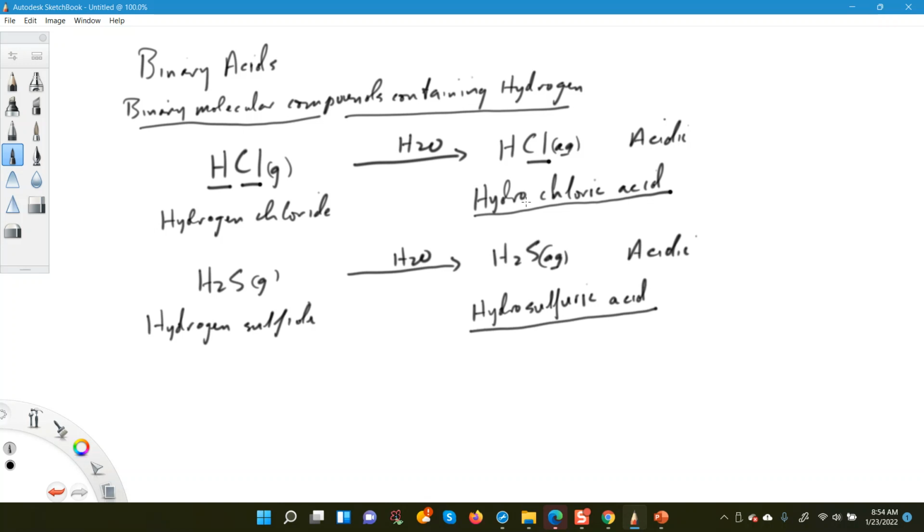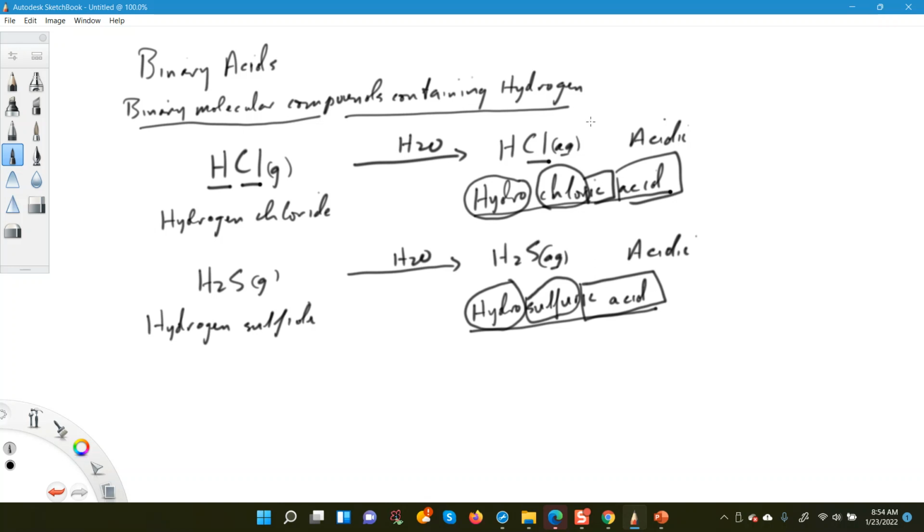So when it comes to binary acids, they always start off with hydro in the beginning, and then the next part is the stem of the name of the other element. In this case, it's chlorine, so we have chlor here. In this case, it's sulfur, so you actually use sulfur here. And then the ending for both cases is always ic acid. So that's basically how we name binary acids.